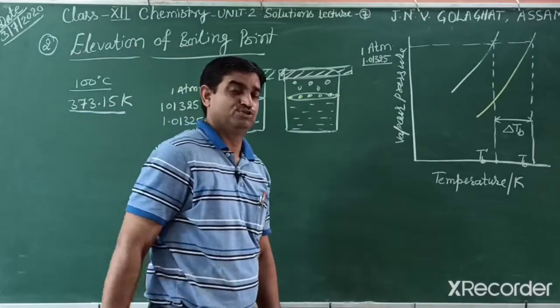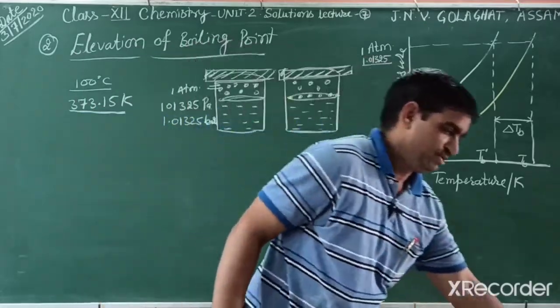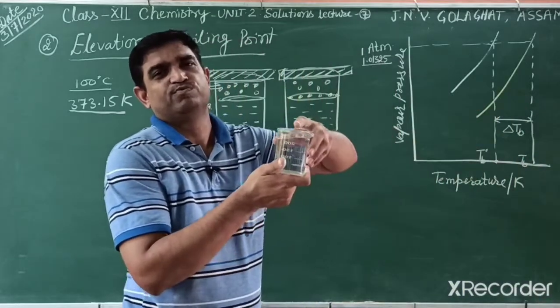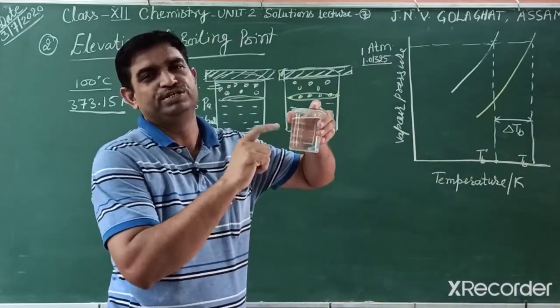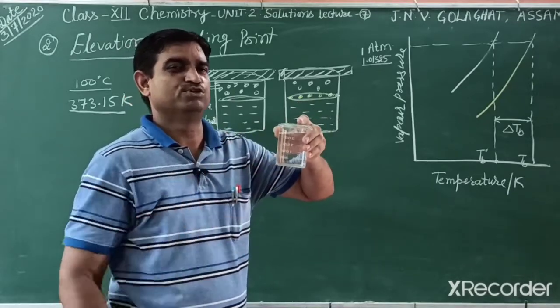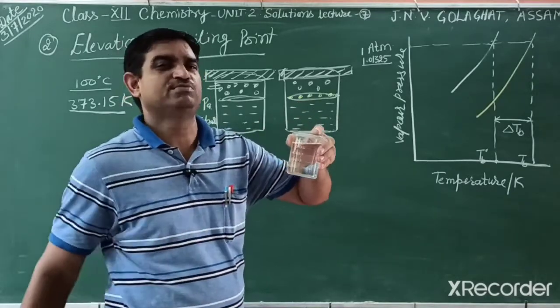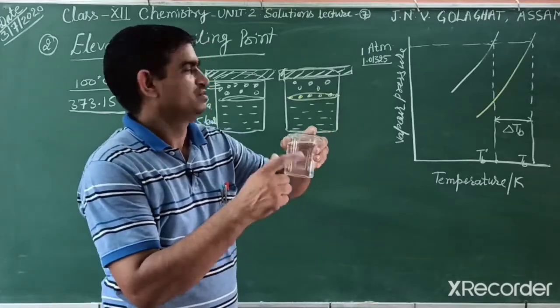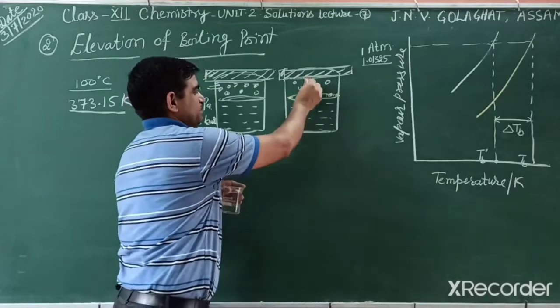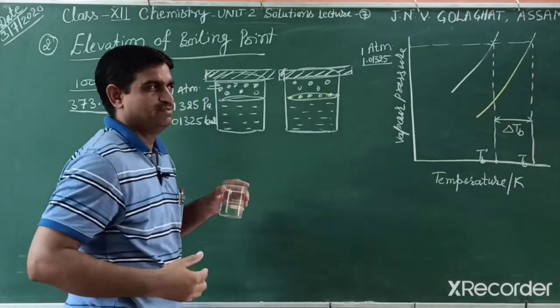But what happens in a solution? We are discussing the solution. For example, suppose 1 mole of sucrose is dissolved in 1 kilogram of water. What change happens in its boiling point? Some number of particles are occupied by the sucrose, so the vapor pressure reduces.